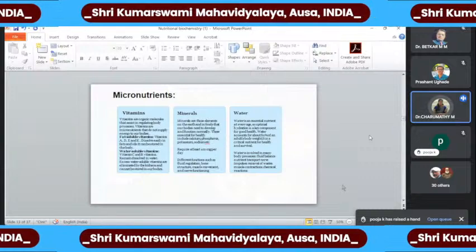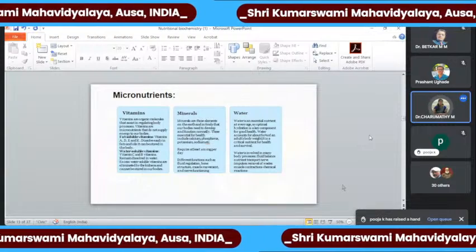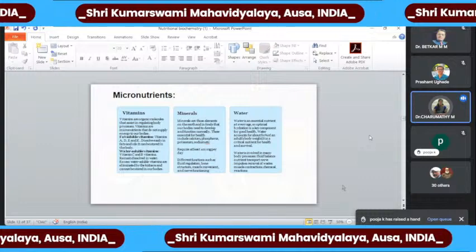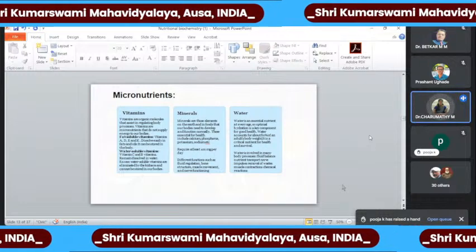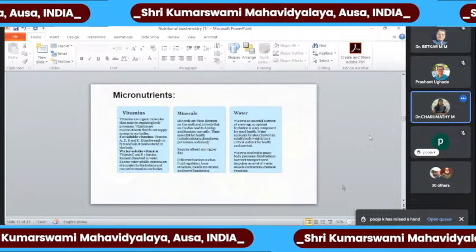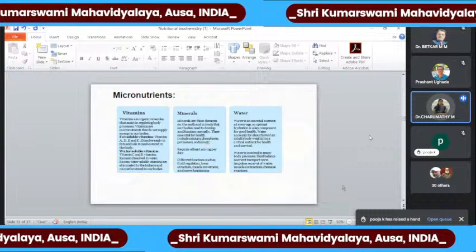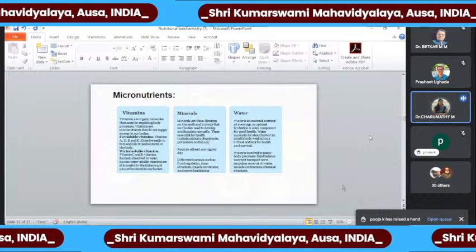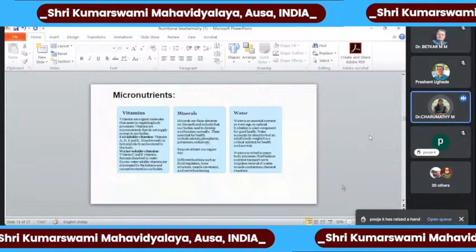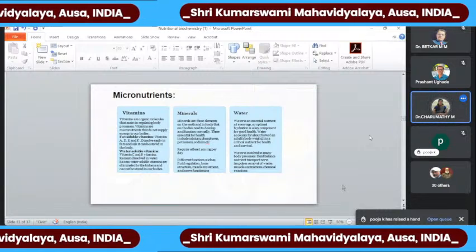So water. Water is essential, and we have to take more water in daily life. Actually, it is a key component for good health. It accounts for about 60 percent of an adult's body weight. It is a crucial nutrient for health and survival. Water is involved in many body processes: fluid balance, nutrient transport, nerve impulses, removal of waste, muscle contraction, and chemical reactions.